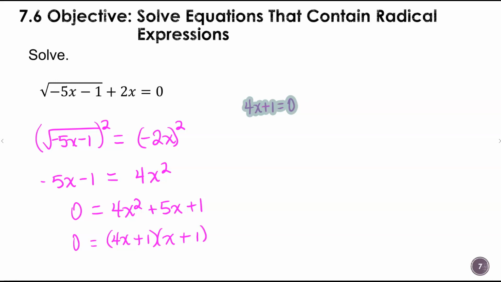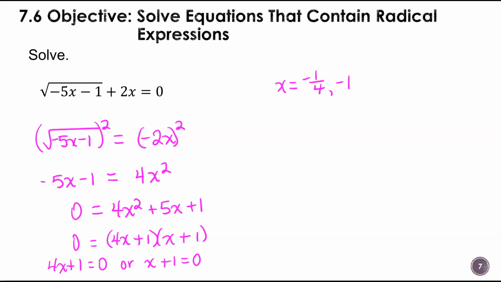Maybe I'll do that down here. All right, so 4x plus 1 equals 0, or x plus 1 equals 0. So my two possible solutions will be negative 1/4 and negative 1. Now you actually have to check both solutions to be sure that they're both actual solutions.